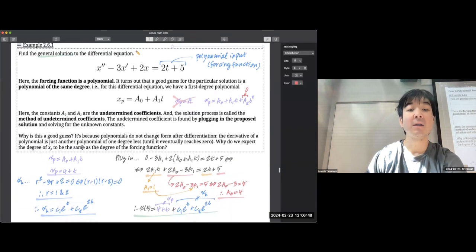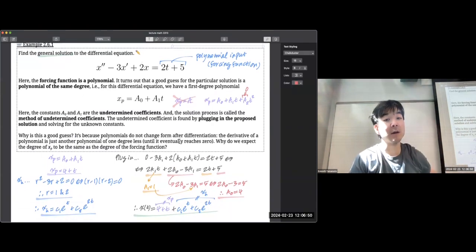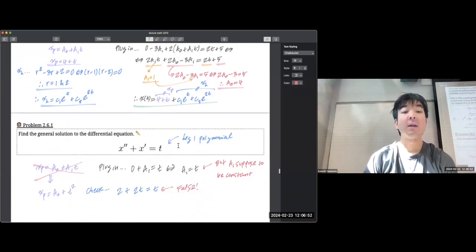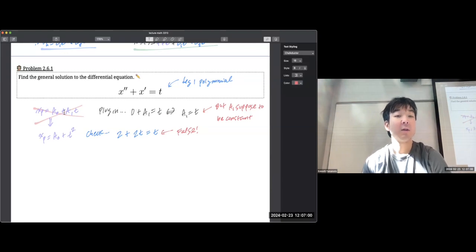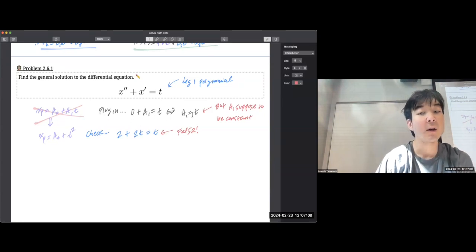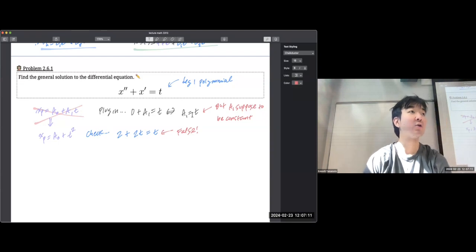But somehow this one, we had no issues in finding A1 and A0, but in this one, assuming A0 and A1 are constants, when you plug it into the left-hand side, you'll get 0 plus A1, because the second derivative of this would just make it 0, and then the first derivative would just be A1. And you get an issue where it appears that A1 is not a constant. So it's like a contradiction from your original assumption.